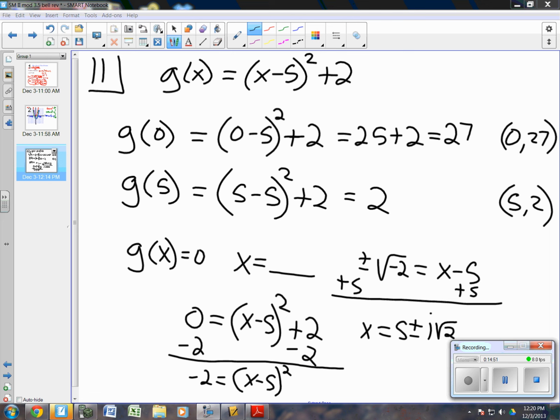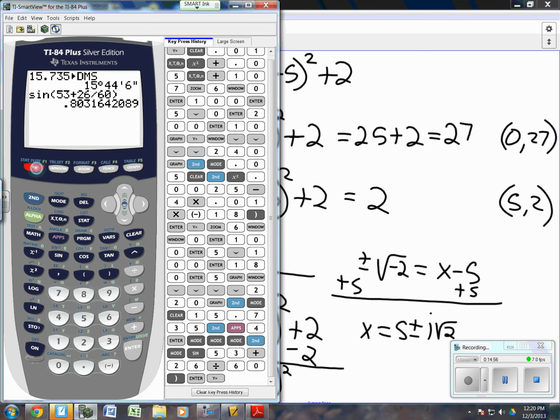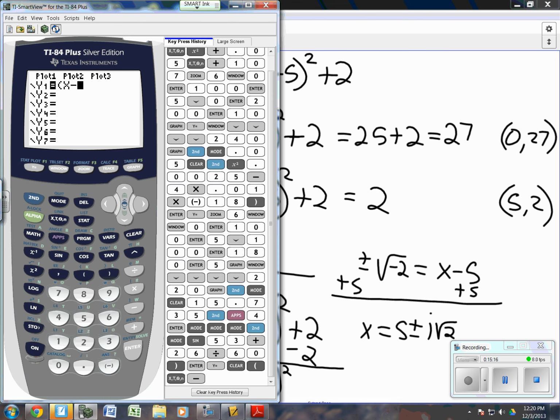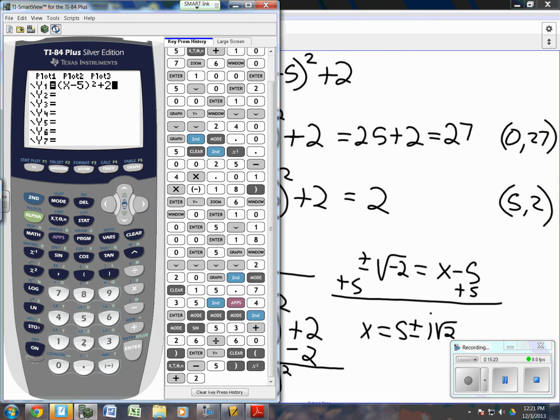Hey, by the way, it says check your answer with the graph. I want everybody to pull up your calculator right here. Go to your y equals. And we're looking for the x-intercept, right? If y is 0, we're looking for the x-intercept when y is 0. So what I'm going to do is type this into the calculator. What was that equation again? It's parenthesis x minus 5 squared plus 2. I'm going to hit zoom 6 for a standard window.